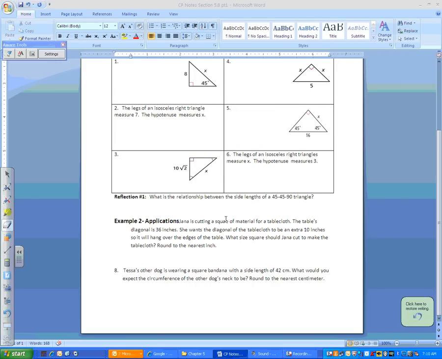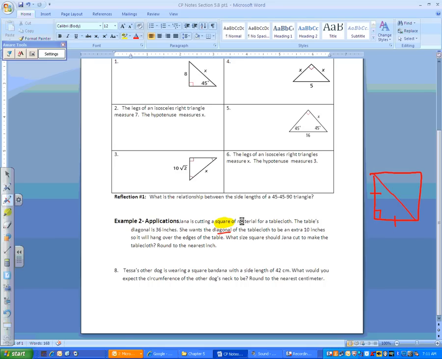Thank you. Okay. So Jana is cutting a square of material for a tablecloth. That word square is super important. Whenever you see square, you're going to think of a 45, 45, 90 triangle because you have a square and you have 90-degree angles and all the side lengths are the same. And if you cut a diagonal, you're going to have a 45, 45, 90 triangle.